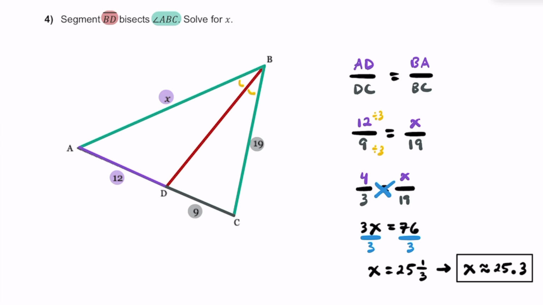All right, so there you have 4 different examples of using these angle bisectors to then set up some proportions and then go ahead and solve for a missing side length.